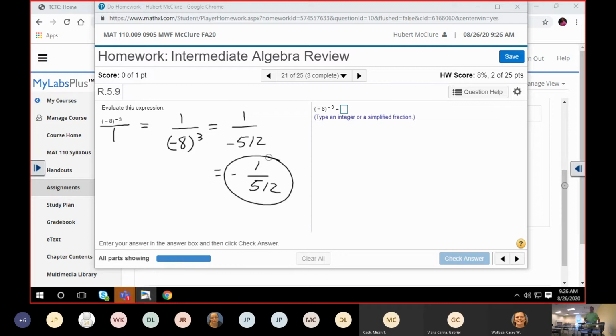Does anybody know what the most common problem with this problem is? Does anybody want to take a stab at it?